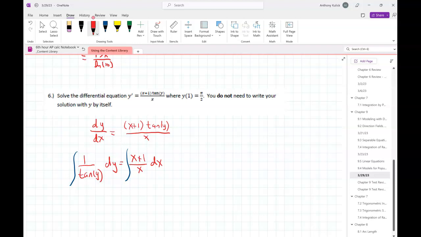So, how do I do the integral of tangent, or 1 over tangent? Do we know an antiderivative rule for cotangent? That's the same as 1 over tangent. I don't think we have one, do we? So what should I do?